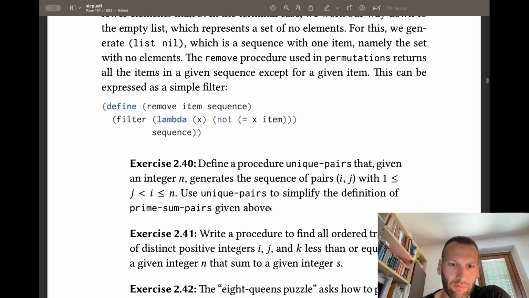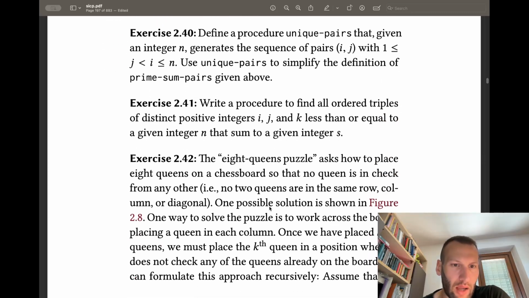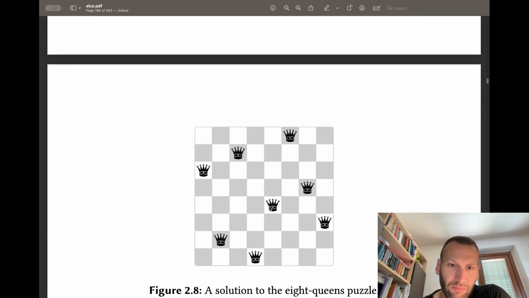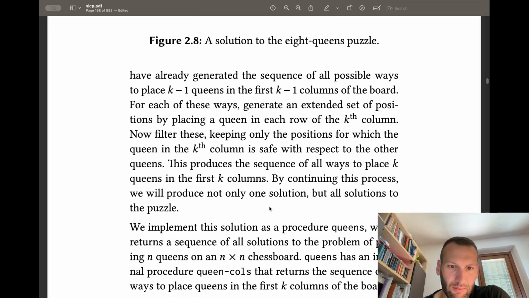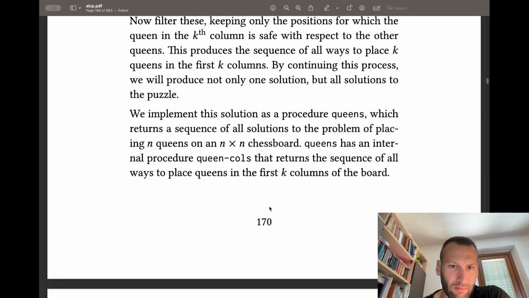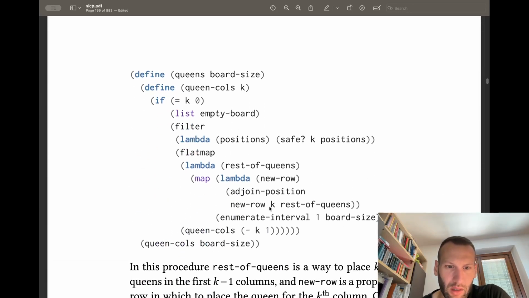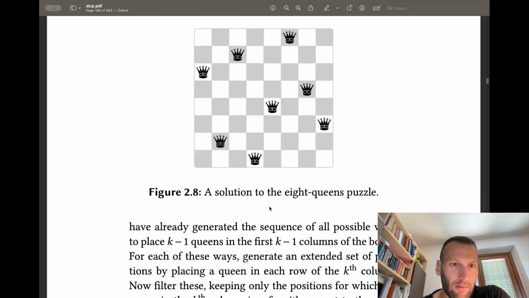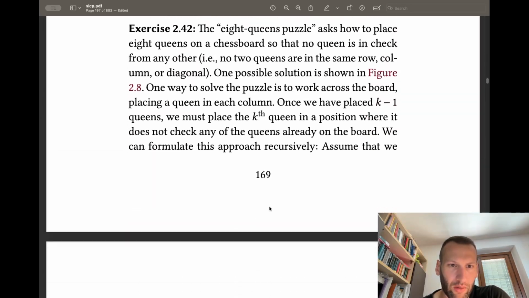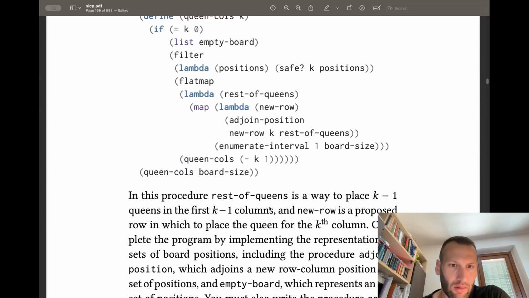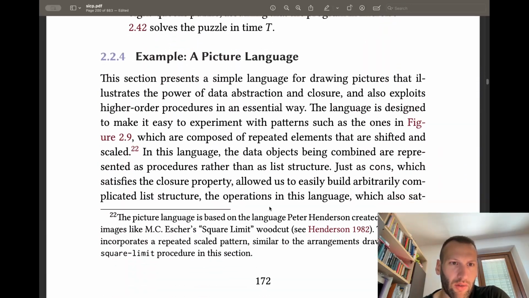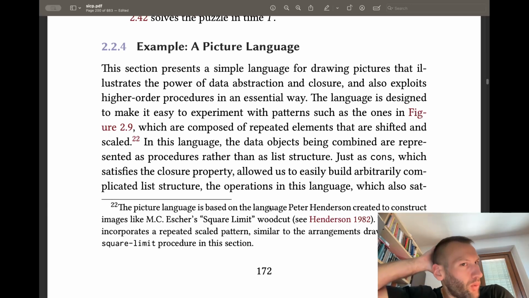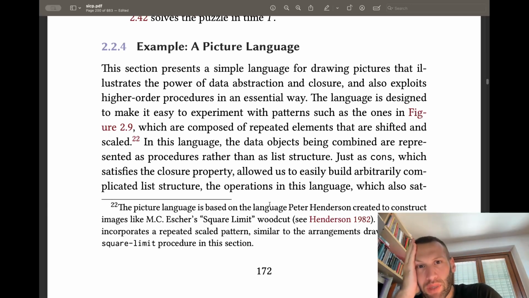Now we have a couple of exercises. A solution to the eight queens puzzle. This is an exercise. Section 2.2.4, example: a picture language.